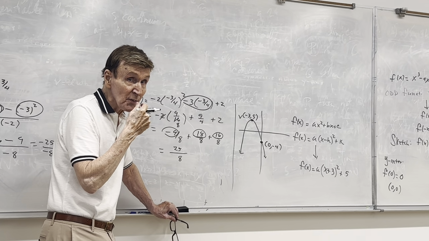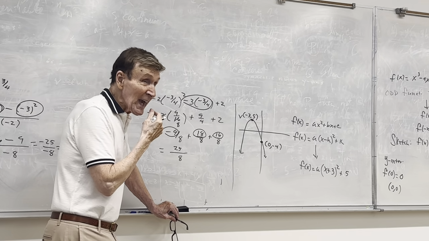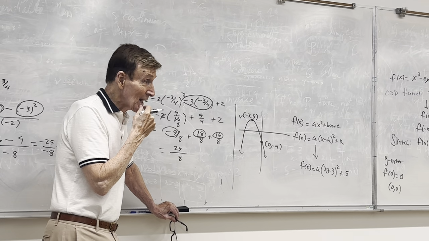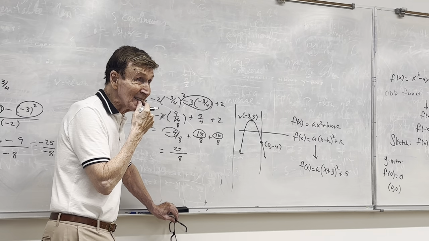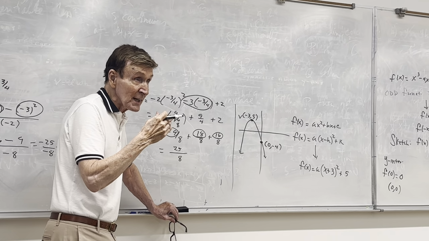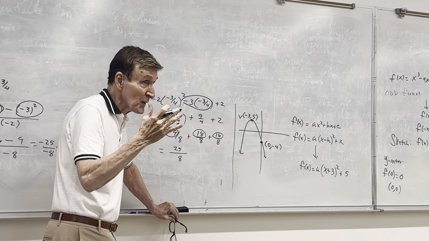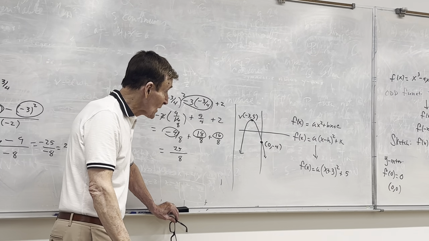Thank goodness they gave the vertex to me, the turning point. Now the a is missing. And I know the way the graph looks, it should be a negative. The parabola is opening down. But what is it? Is it -2? Is it -1/2? Is it -2/3? It's negative something. Now how am I going to find it?